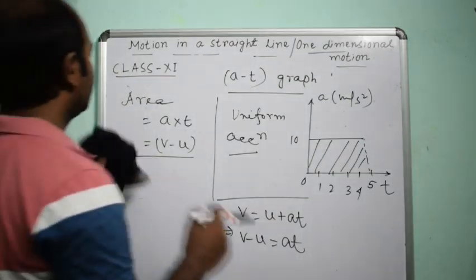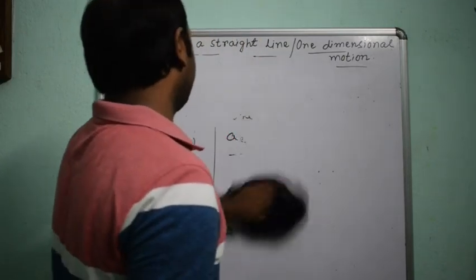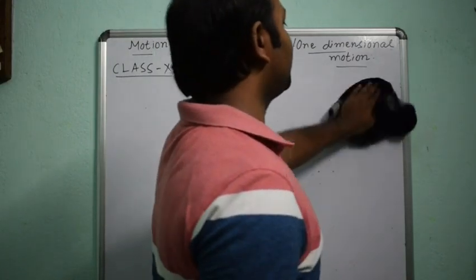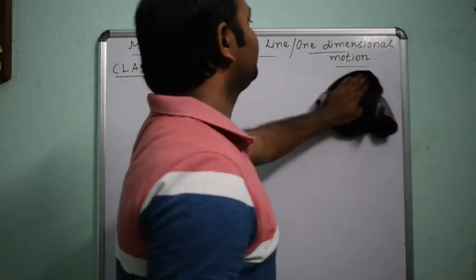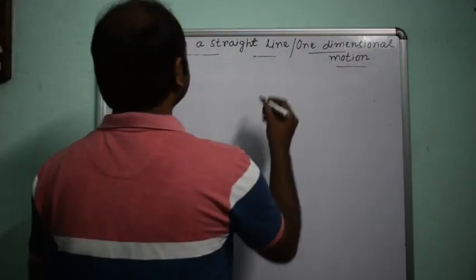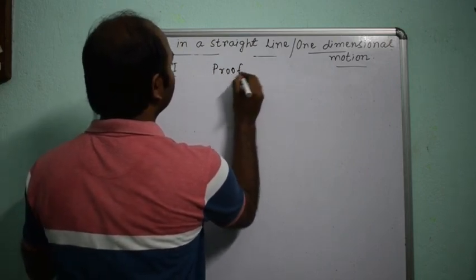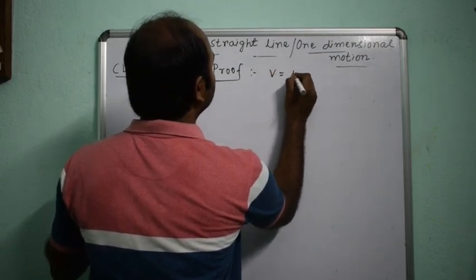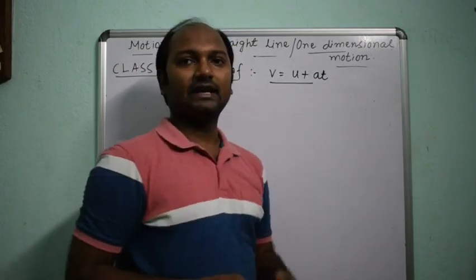Let's derive the equations of motion. There are mainly 3 equations of motion; I will add one more, so 4 equations of motion. First is V equals U plus AT.